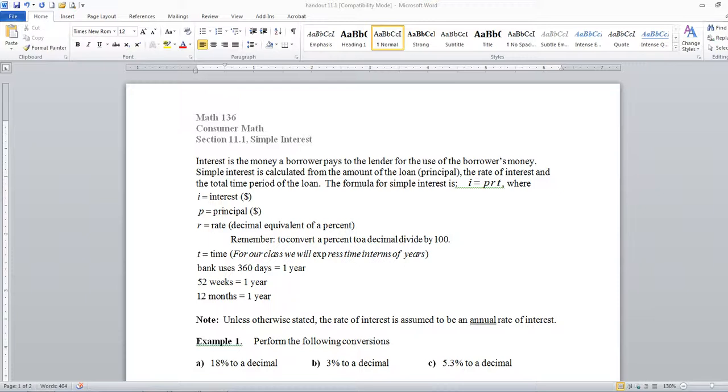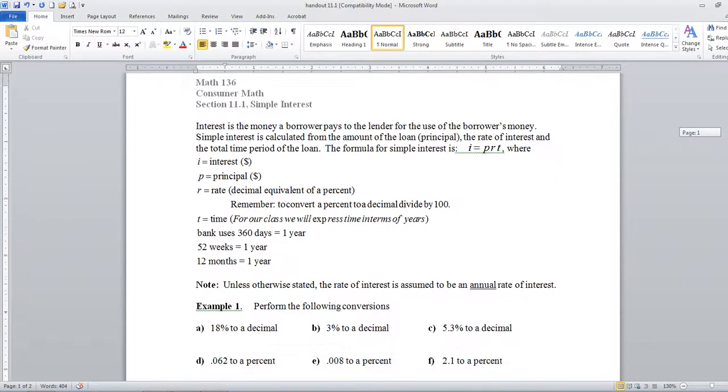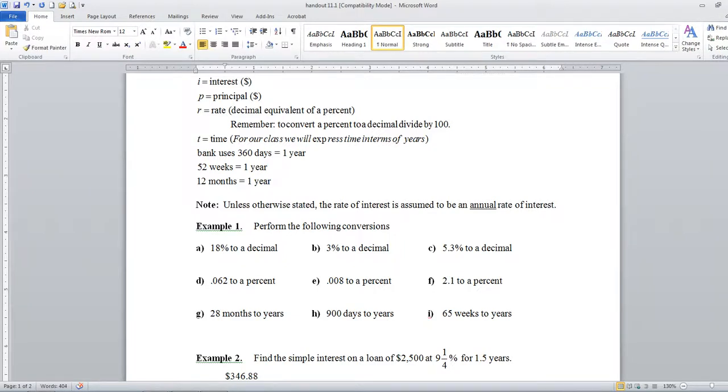Now, for all of our calculations, we must place the interest rate in decimal form in order to do these calculations. To convert from a percent to a decimal, we divide by 100. To go from a decimal back to a percent, we multiply by 100. For our course and simplicity purposes, time will always be used in terms of years. And these calculations will be further simplified by using 360 days for 1 year rather than the 365. There are 52 weeks in 1 year and 12 months in 1 year.